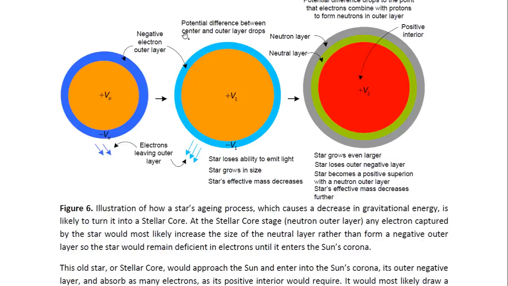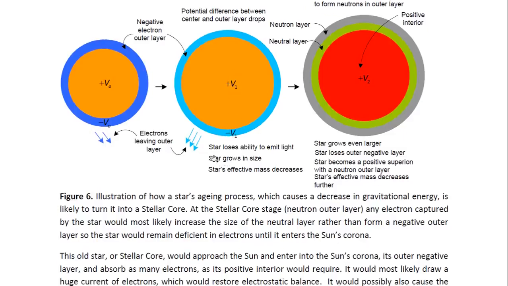And as the star ages, this potential difference would decrease, and so the light emission mechanism of the star would be affected. Eventually the star, as it ages, would lose the ability to emit light. It would also grow in size because the attraction between protons in the core, well, actually in the whole star, would decrease, and thus they would move further apart, and the star would expand or grow in size.